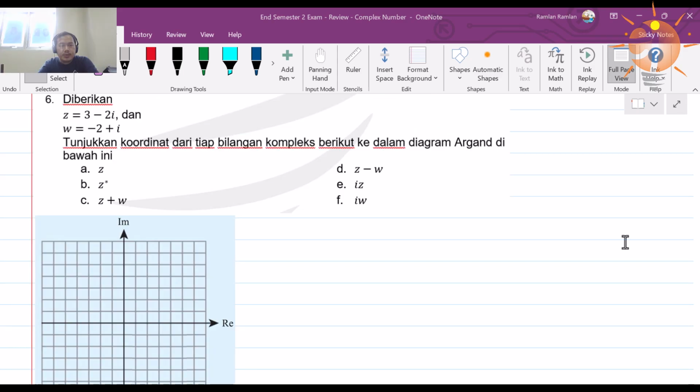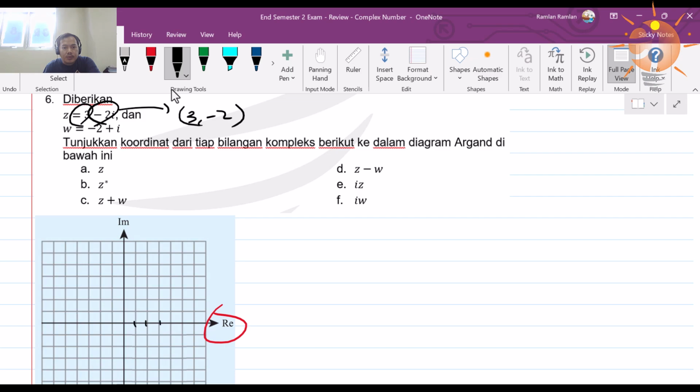Okay, for number 6, we have z and w like that. The question is to show the coordinates of each of the complex numbers in the Argand diagram like this. For example, z here is 3 minus 2i. So basically, again, guys, the real part is like the x-axis in the Cartesian plane, and the one with the i will be like the y part. So you can see that the coordinate of z is just (3, negative 2). That's it.